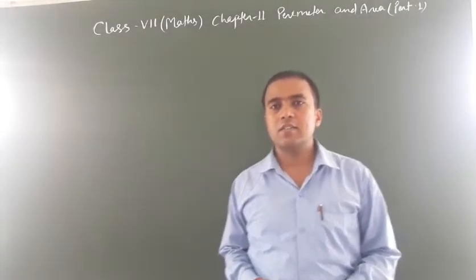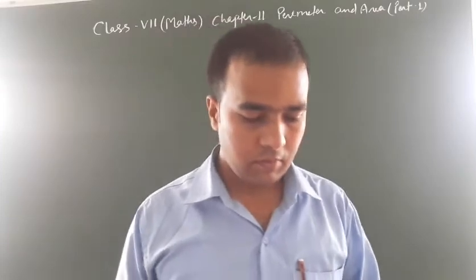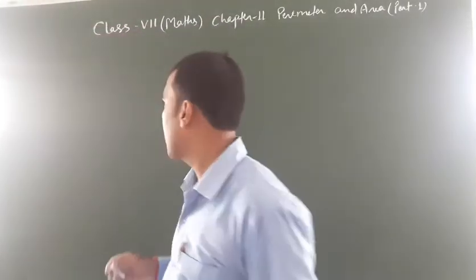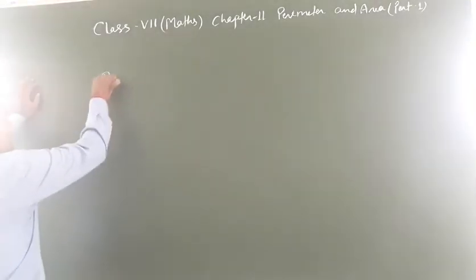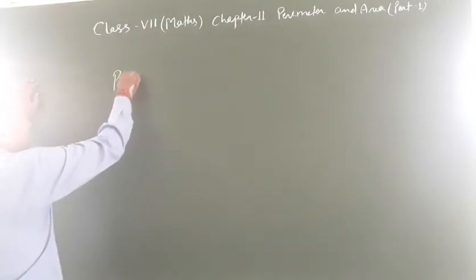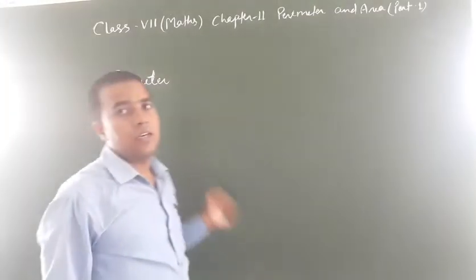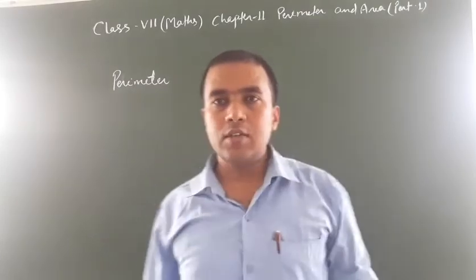Before starting the exercise, I will tell some formulas: area and perimeter of a rectangle. Clear? First of all, I will tell the perimeter. The perimeter definition I told you, and area also I told you.